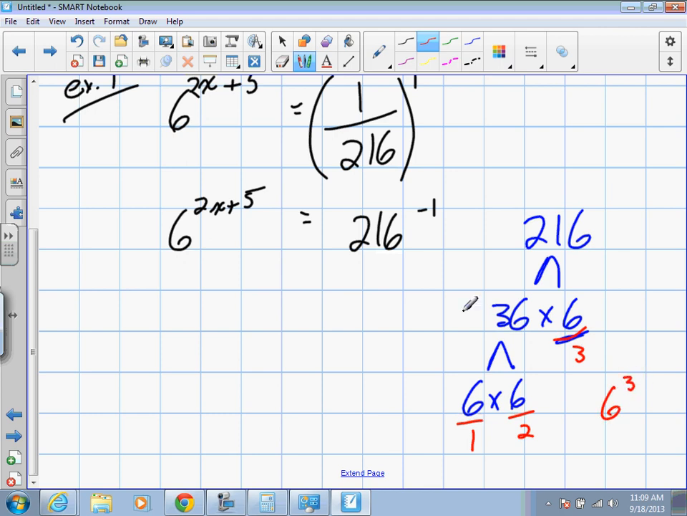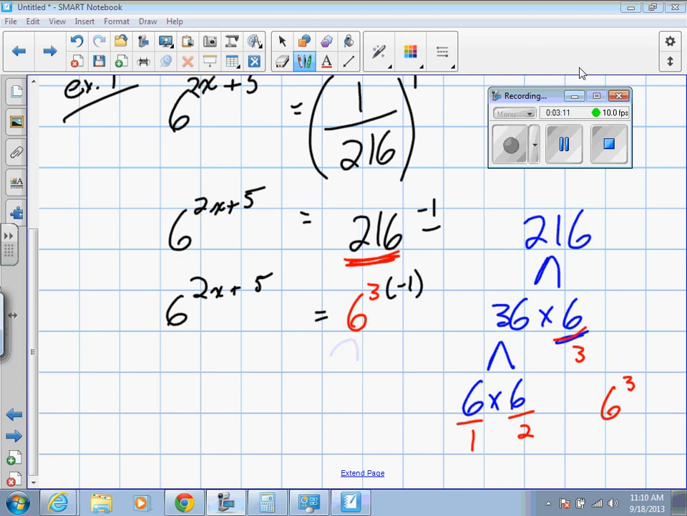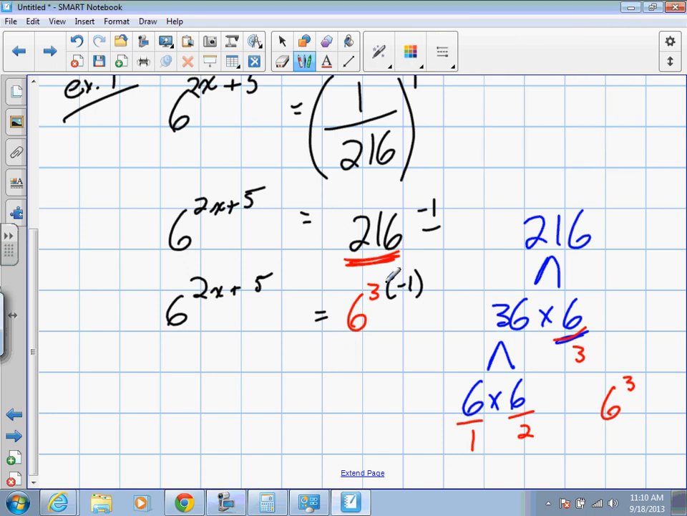So we're going to replace 216 with 6 to the power of 3. This exponent is still there. It's just going to be multiplied by that power of 3. And the left side of the equation stays the exact same. So, let's simplify this over here. This is an exponent times an exponent. What is 3 times negative 1? That's right. So 6 to the power of negative 3. And if you type that in the calculator, it would give you 1 over 216.